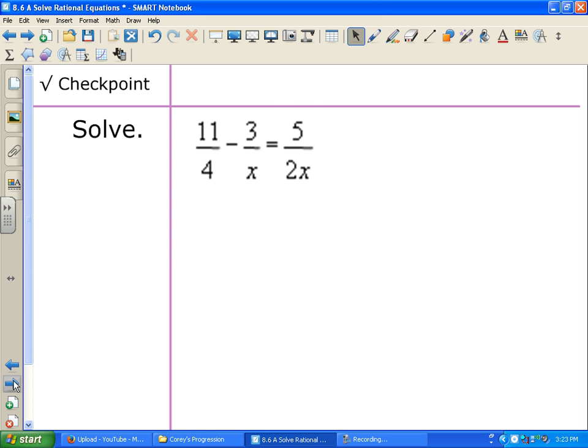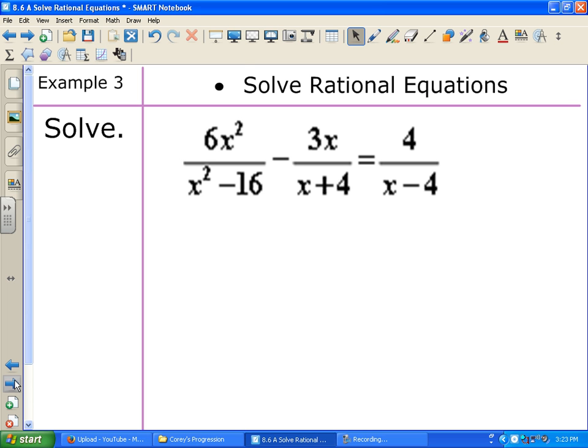All right, moving on to example number 3. Mr. Wood, this stuff's easy. I got this. Give me something harder. Well, I have good news and bad news. I'm going to give you something harder, but it's not that much more difficult. 6x squared over. What do you mean it's not that much more difficult? Looks a lot more difficult.